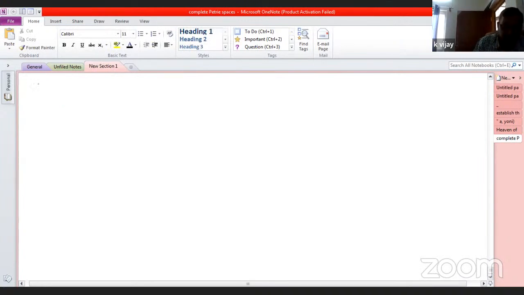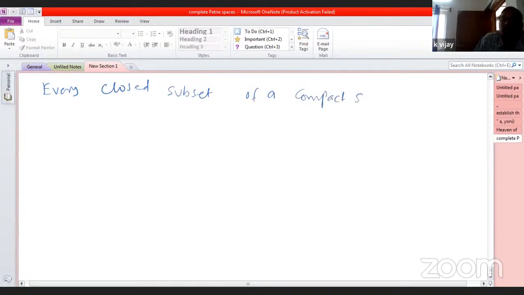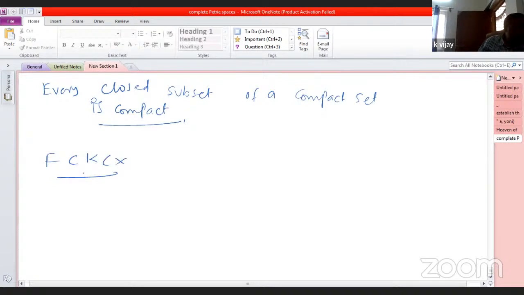So next: every closed subset of a compact set is compact. So see here, F is a subset of K is a subset of X, all capital letters. If X is the given metric space, you know that F is a closed subset and K is compact. So F is compact. Consider the open cover G alpha here. So therefore take the collection of G alpha and the collection G, F dash.